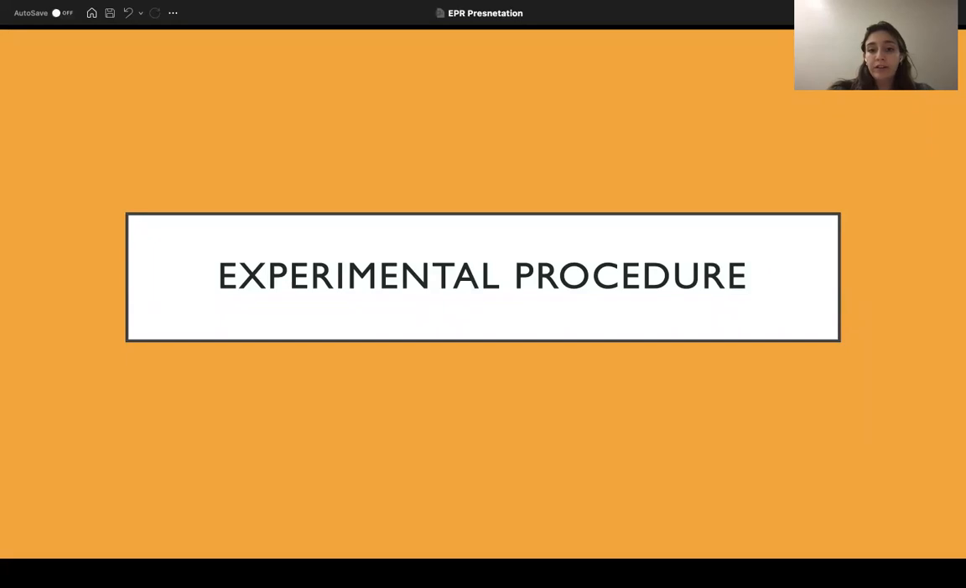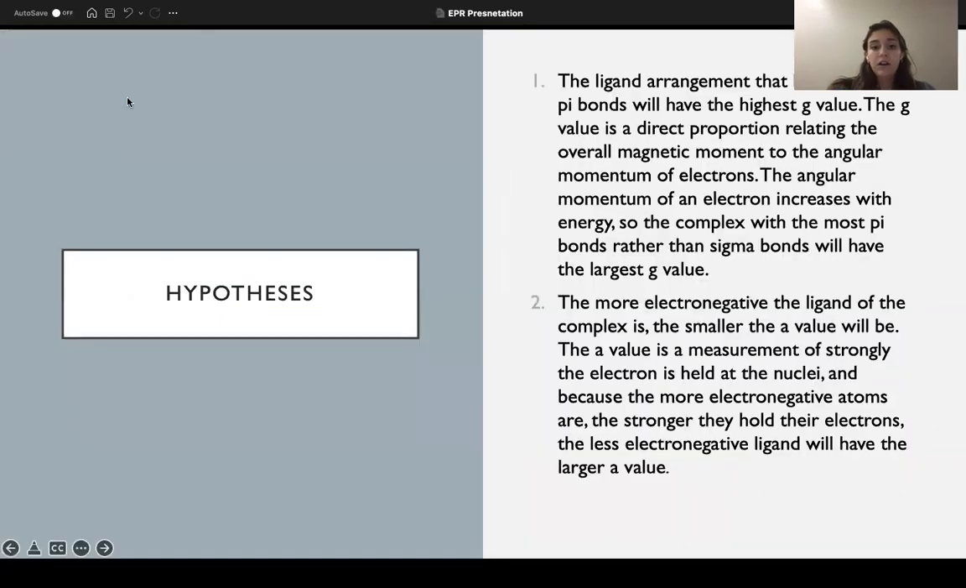So I'll quickly go over the experimental procedure. My hypothesis was that the ligand arrangement that has the most pi bonds will have the highest g value, because the g value is a direct proportion relating the overall magnetic moment to the angular momentum of electrons. The angular momentum of an electron increases with the energy. So the complex with the most pi bonds rather than sigma bonds will have the largest g value.